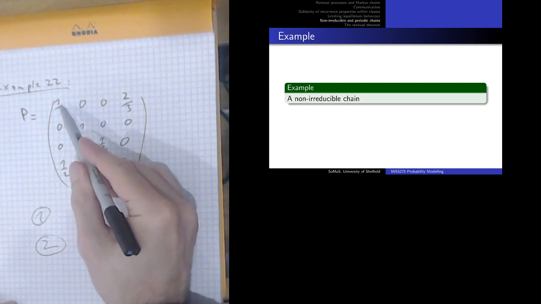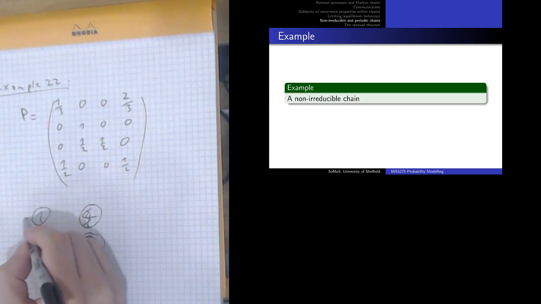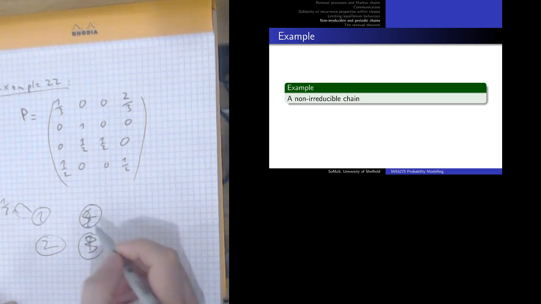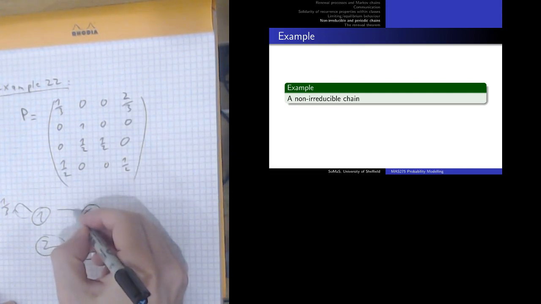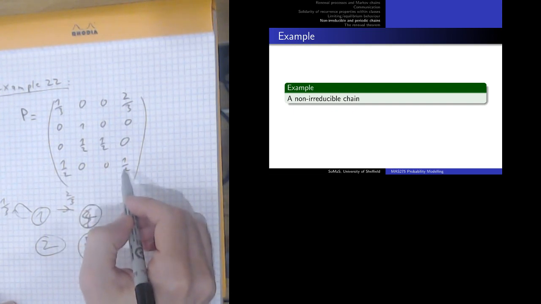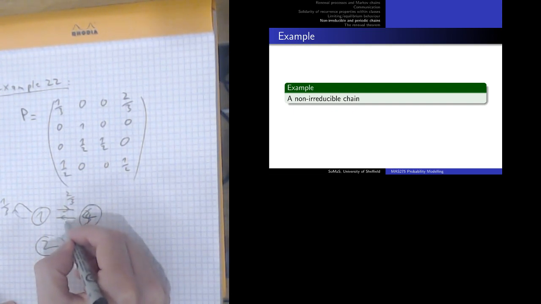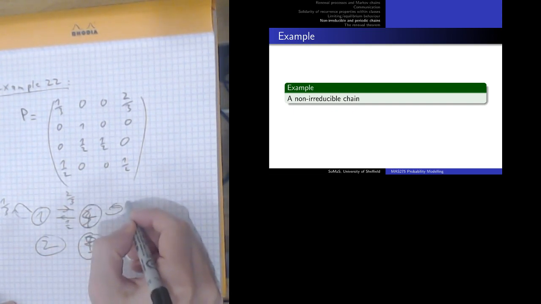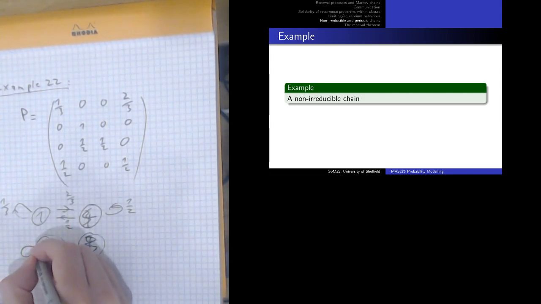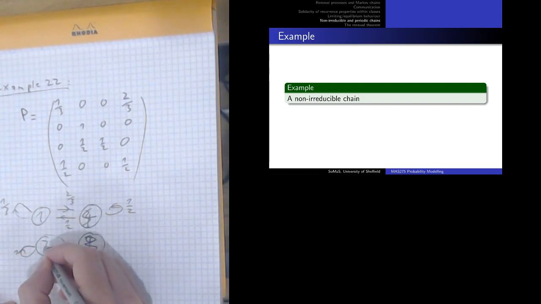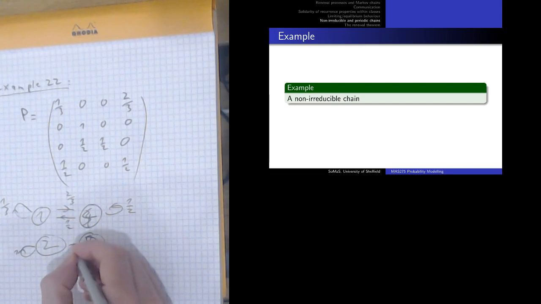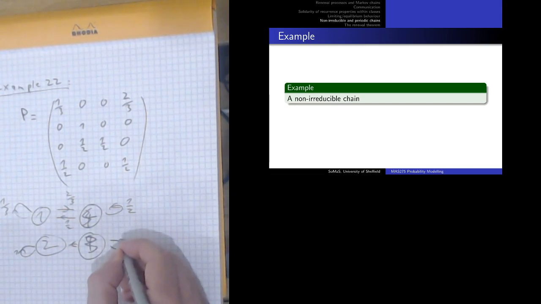You can go from 1 and stay at 1, so do a loop with probability 1/3, or I can go from 1 to 4 with probability 2/3. Meanwhile, 4 can go back to 1 or make a loop, both with probability half. You can see that 2 stays at 2 with probability 1, so this guy is a sink if you want. And then 3 can either go to 2 or loop around.